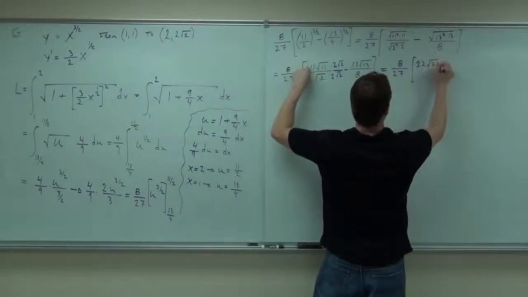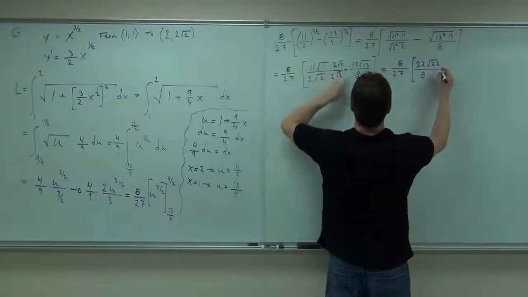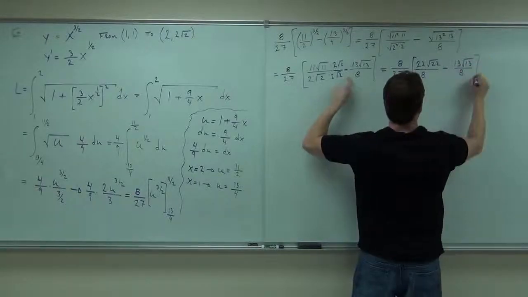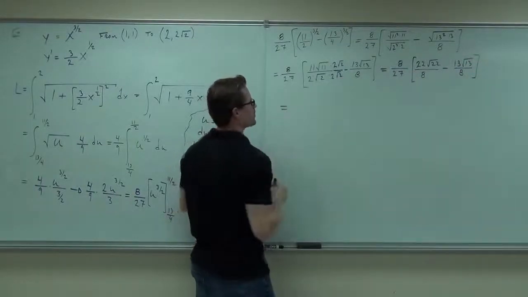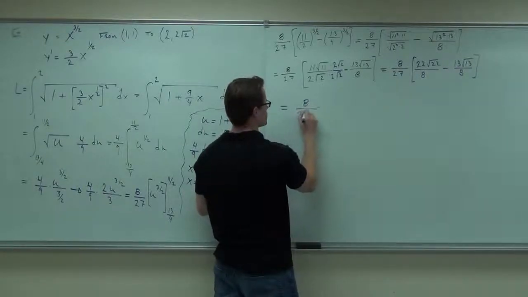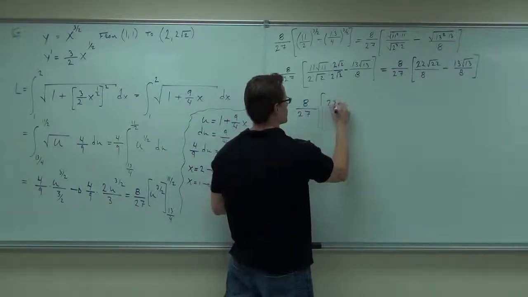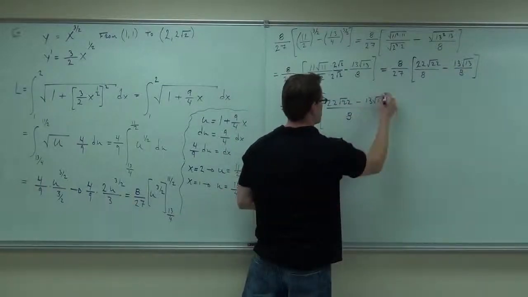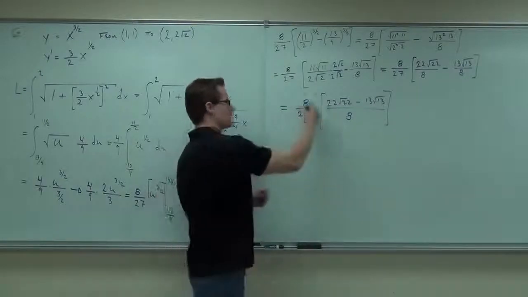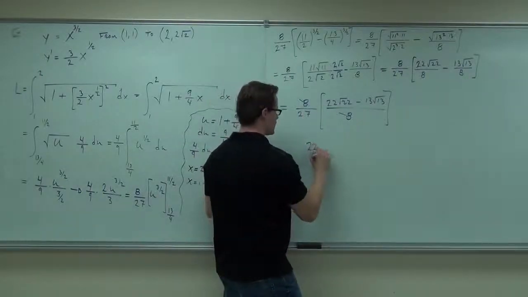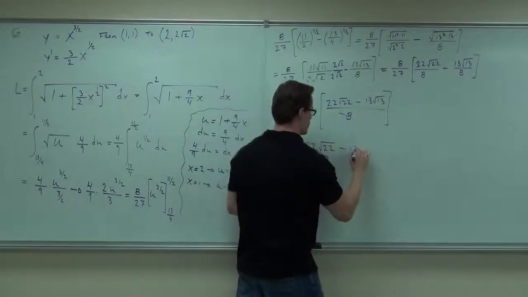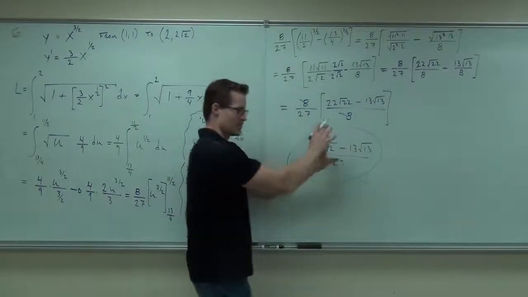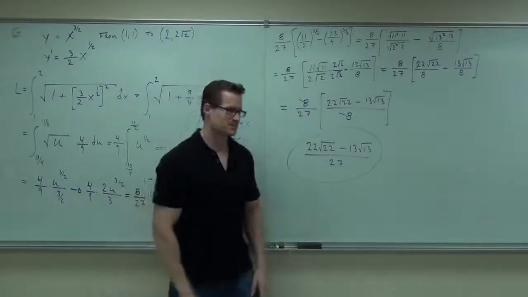22 root 22 over 8 minus 13 root 13 over 8. We're almost done though. Just stick with it. You're going to get 8 over 27 times 22 root 22 minus 13 root 13 over 8. Please just leave it like that. That's it.